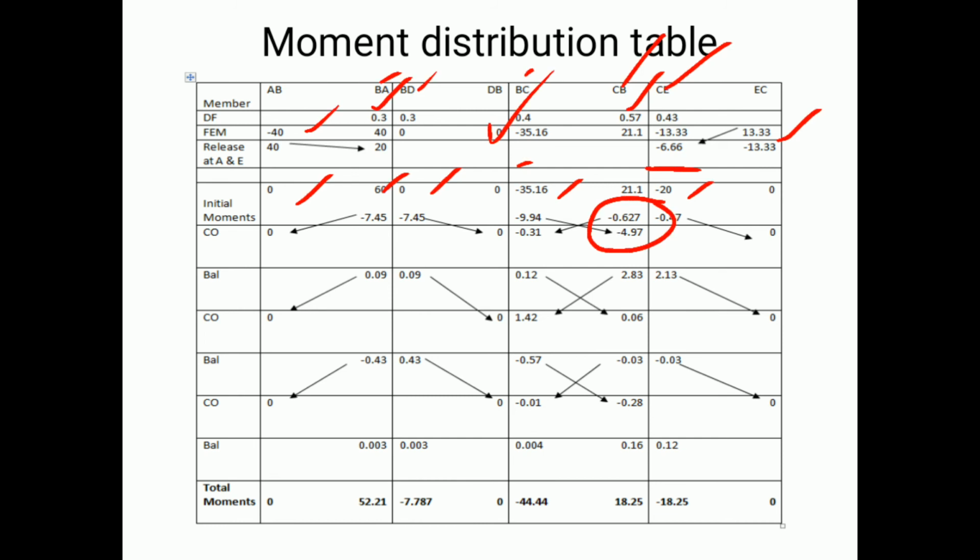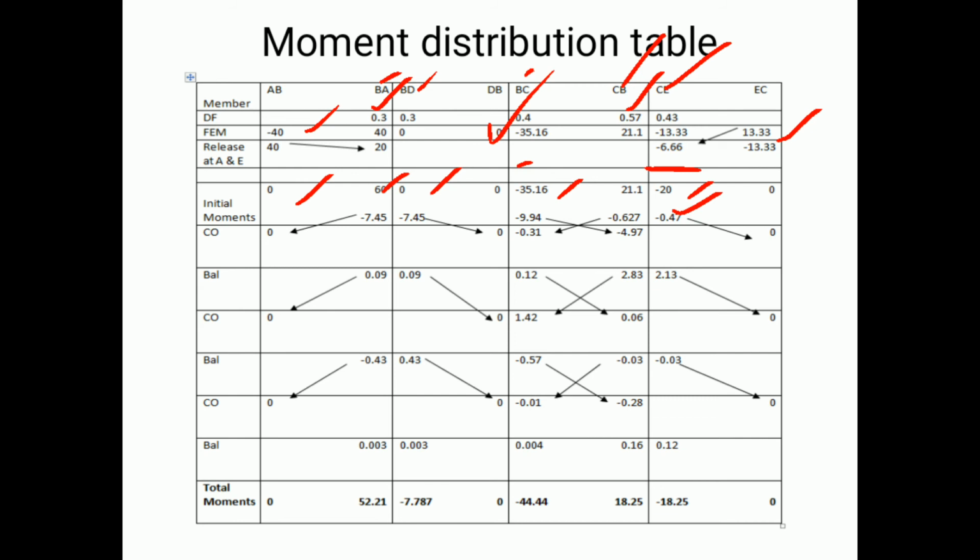So 1.1 multiplied by 0.57, if I do that, I will get 0.627. Since in order to counteract the positive unbalanced moment, I need to take the value as minus 0.627. Similarly, 1.1 multiplied by 0.43, I will get the value as minus 0.47.